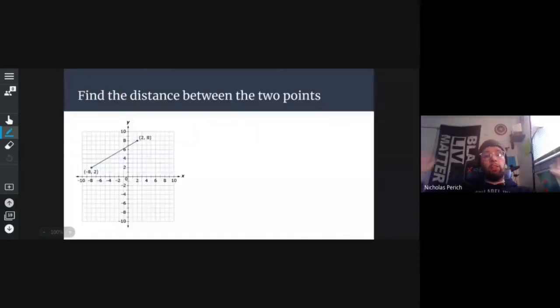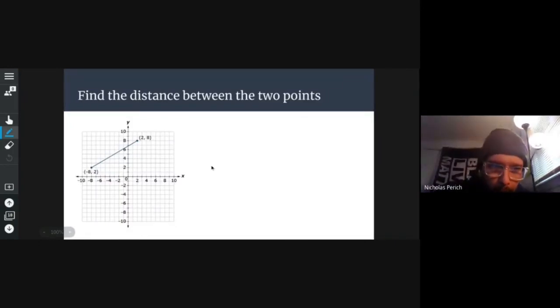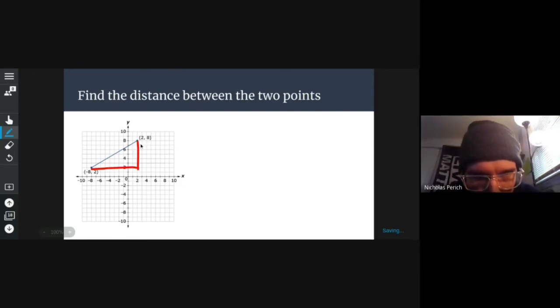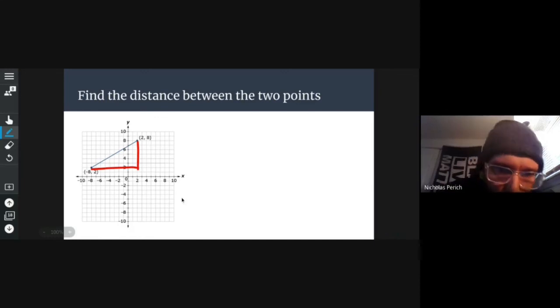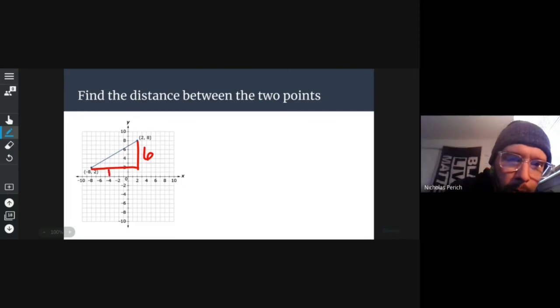And I'm going to do this last one super fast. Whether you're with me or not, I'm doing it super fast. I can draw a line there. I can draw a line there. This side is 1, 2, 3, 4, 5, 6 blocks long. And this side is 1, 2, 3, 4, 5, 6, 7, 8, 9, 10 blocks long.